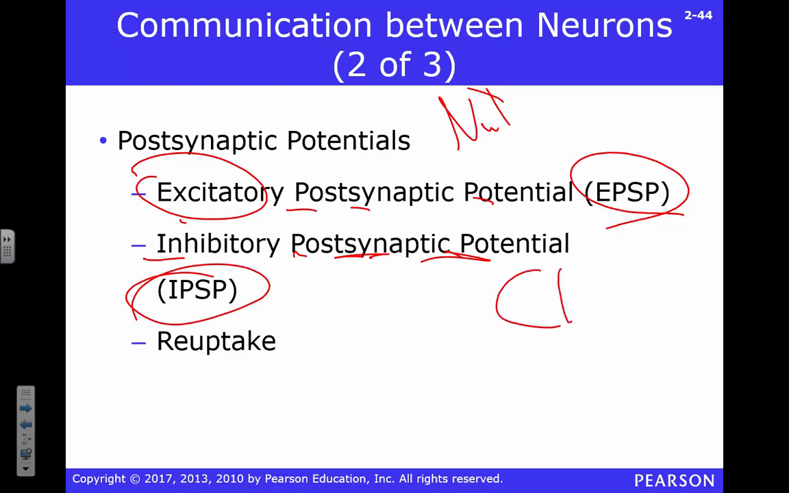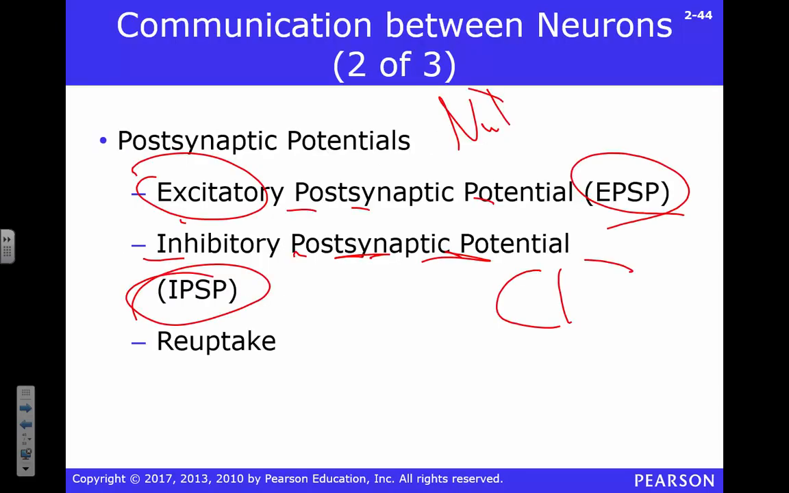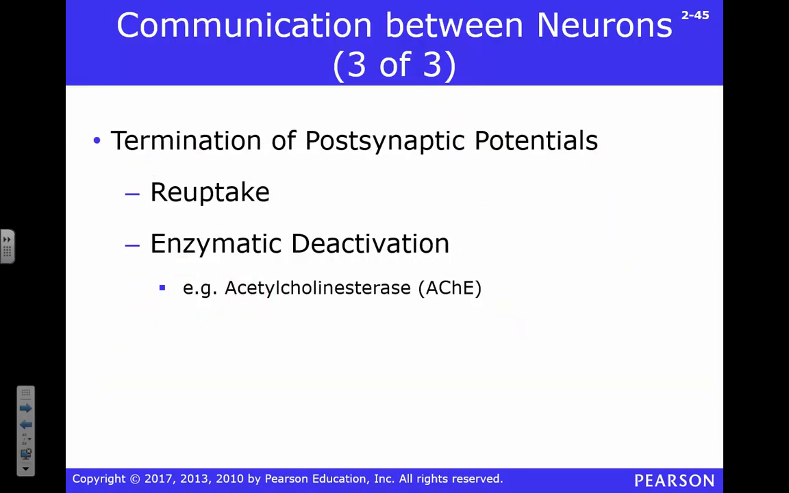If we want to eliminate and stop the effects of those neurotransmitters, how do we do that? Okay, we can do it in a couple ways. One of those is called reuptake.